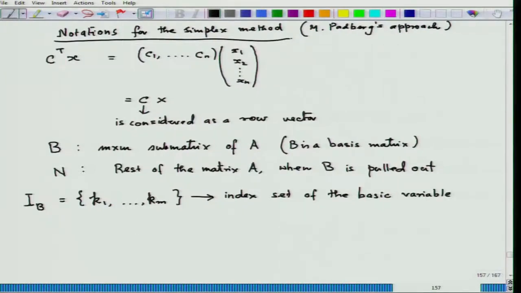Now, what does ki symbolize? ki is the original column which is now the ith column of B, the basis matrix.